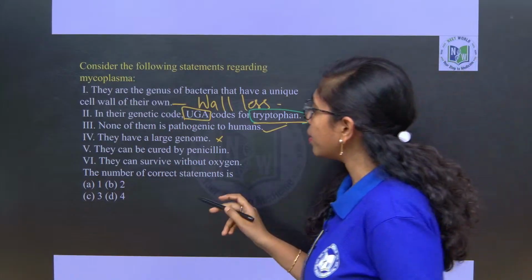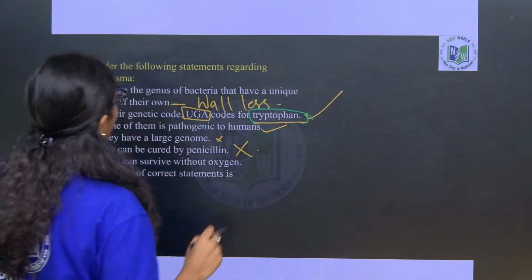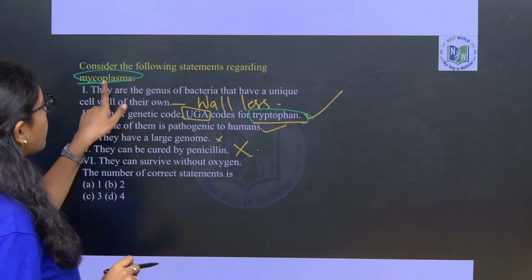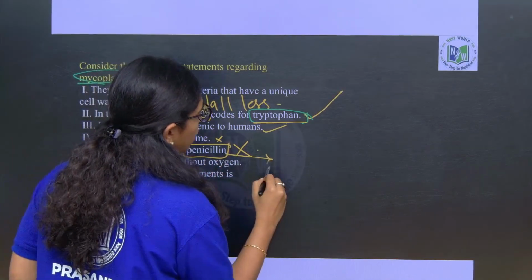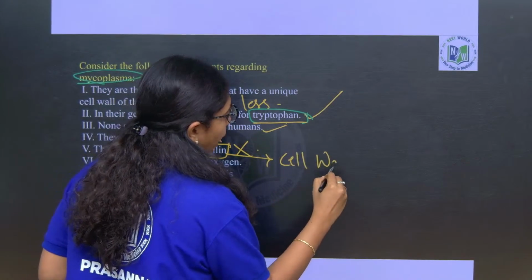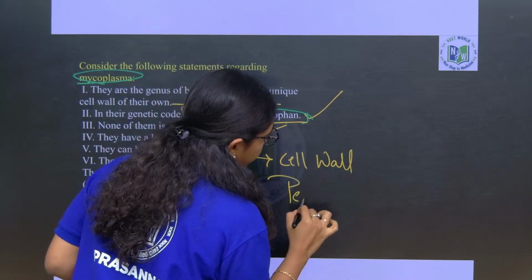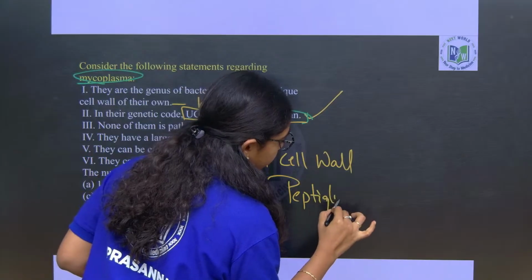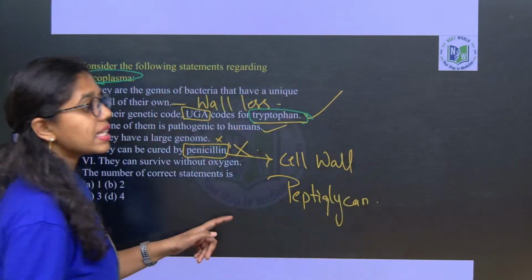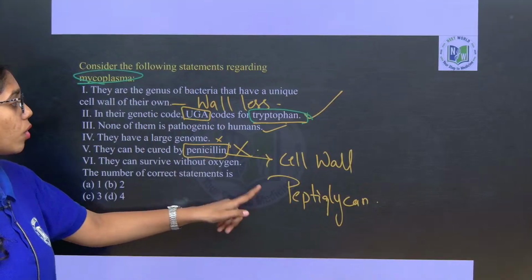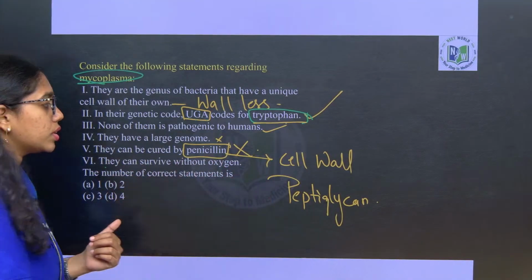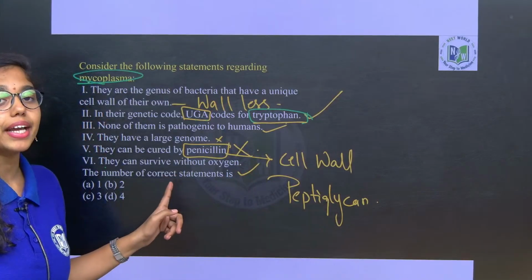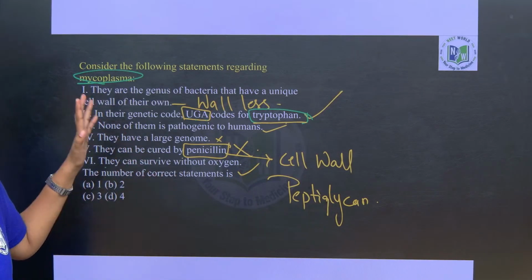They can be cured by penicillin, wrong, because this bacterium doesn't have a cell wall. Penicillin acts on the peptidoglycan cell wall of bacteria. And they can survive without oxygen, true. They are facultative anaerobes, they can survive without oxygen.